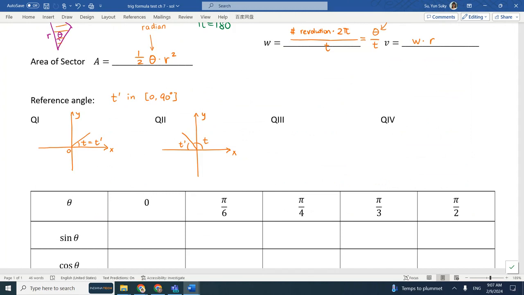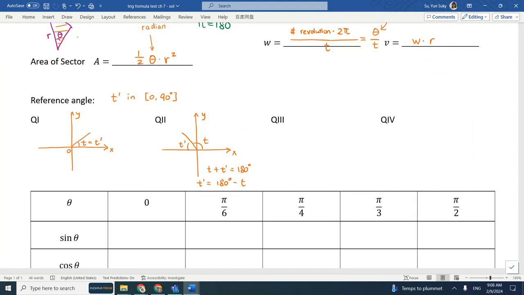Okay, let's continue. Look at this picture. What's the relation between t and t prime? Yeah, we add them up. We get 180. So write it down. T plus t prime is 180 degrees. Therefore, if you want to find the t prime, it's 180 degrees minus t. Is that okay, everybody?